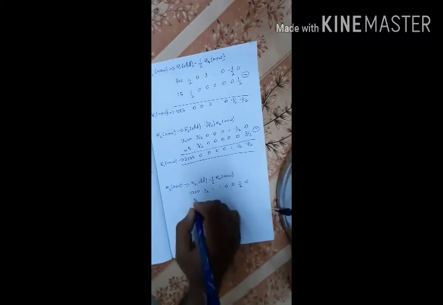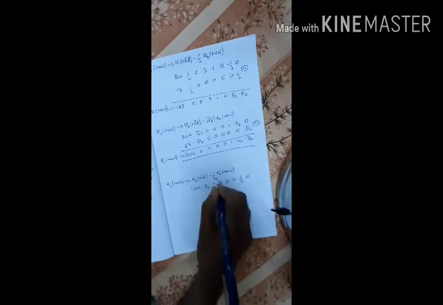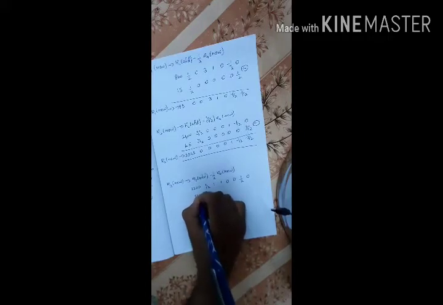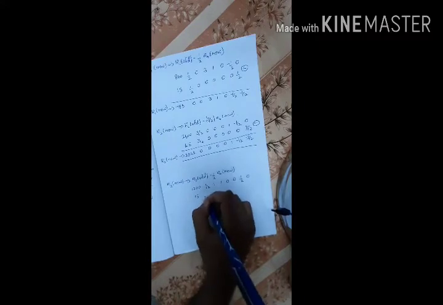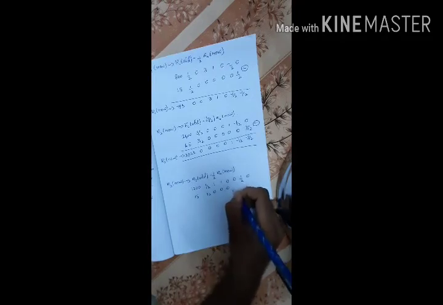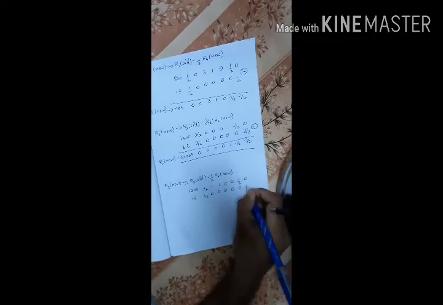1 by 2 R4 is given by 15. 30 divided by 2 is 15. 1 divided by 2 is 1 by 2. 0 divided by 2 is 0, and likewise for the next zeros. 1 divided by 2 is 1 by 2.